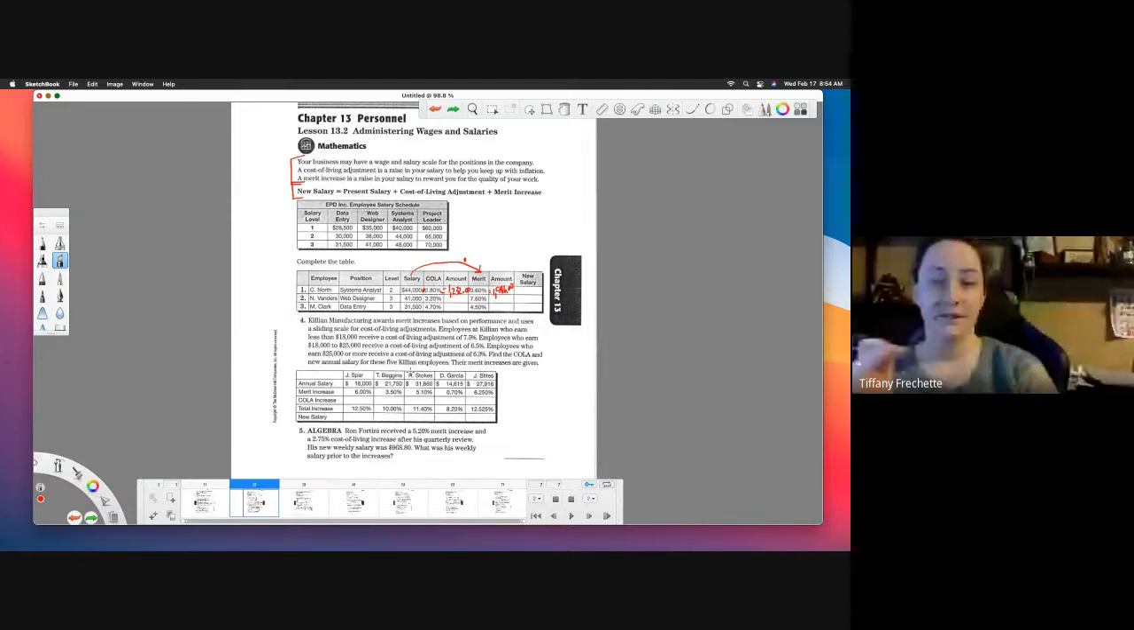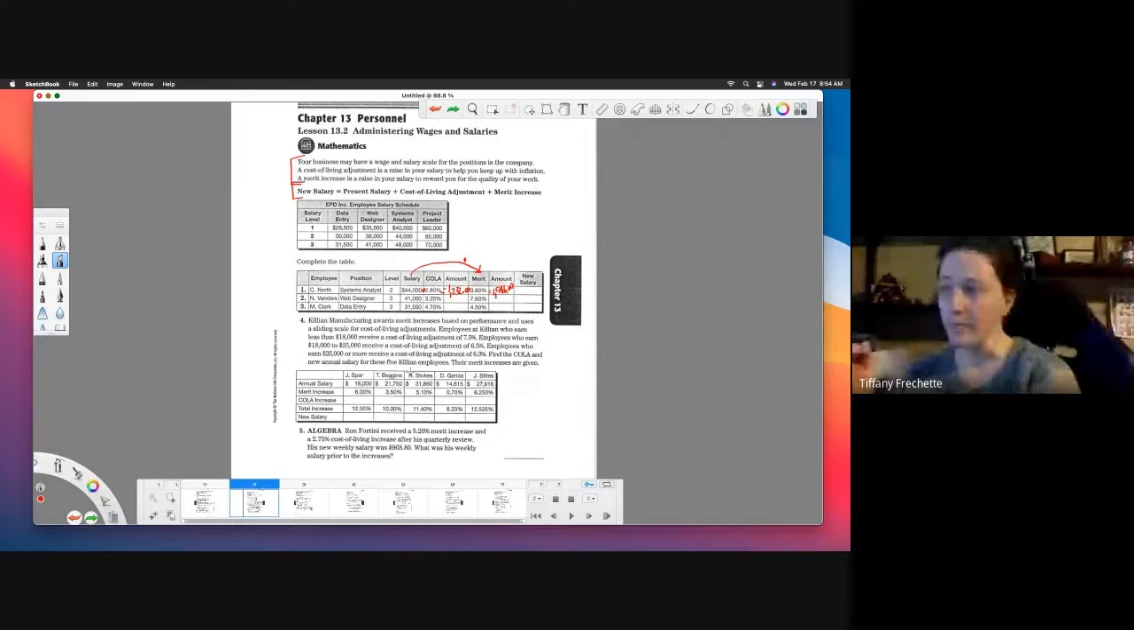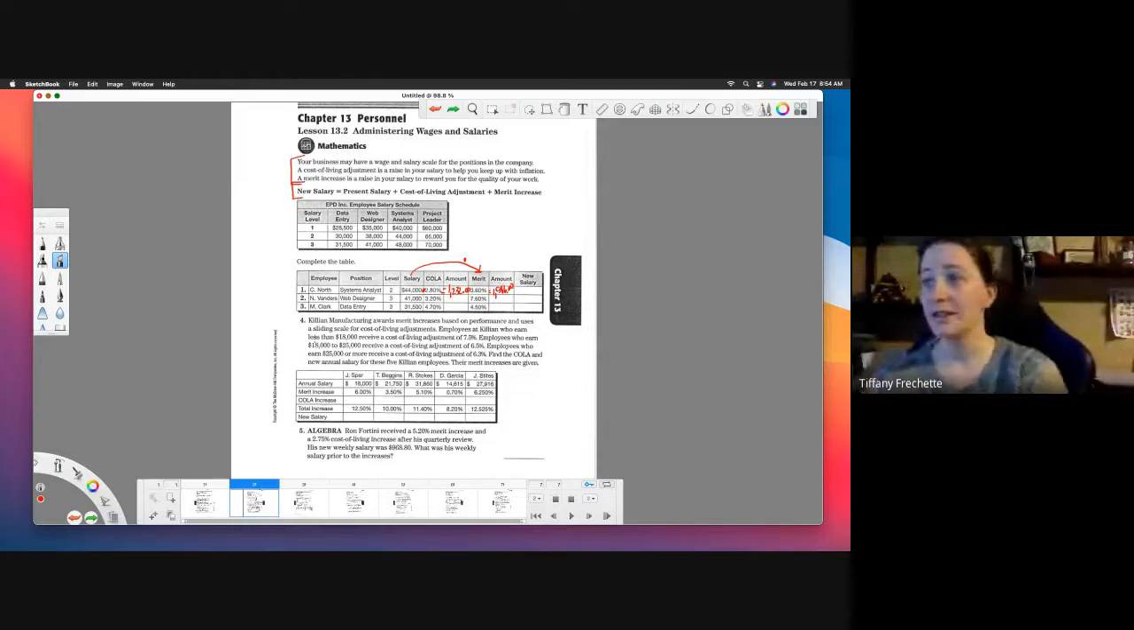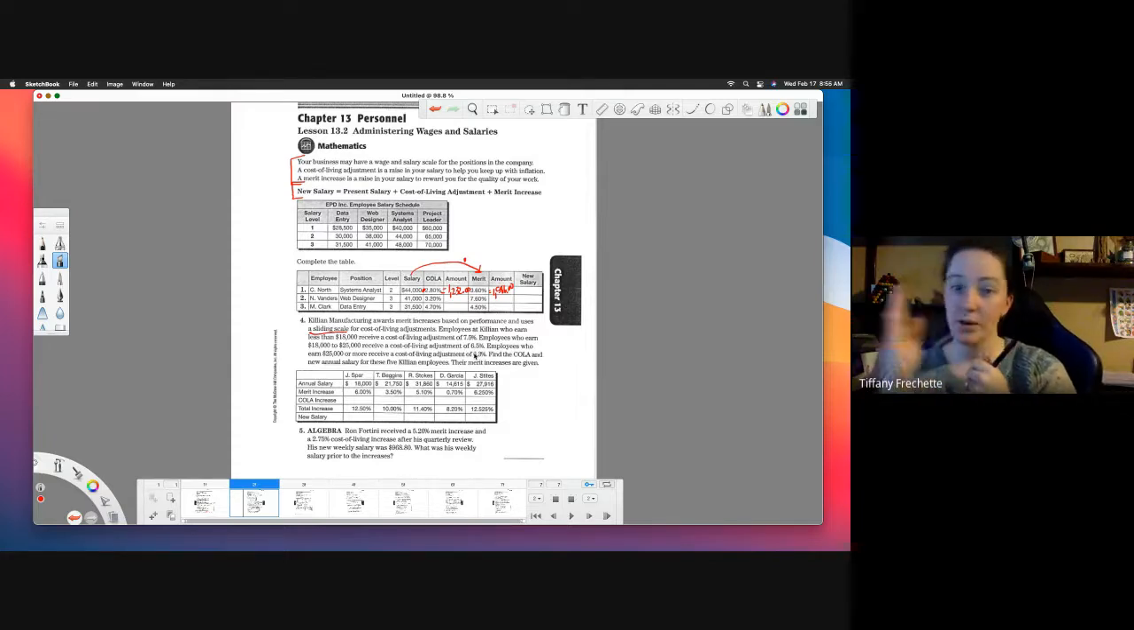So this was a lot of information, but it's just showing you. One of the things they say here is a sliding scale. What that means is it depends on what you earn. It's going to slide back and forth based on what you earn, and that's how much you're going to get for cost of living. So if you're in this lower range, you get 7.5%. If you're in this kind of middle range, you get 6.5%. If you're in the higher range, you get 6.3%. So it depends on which range you fall in there.